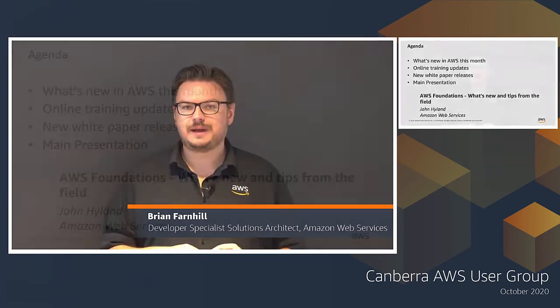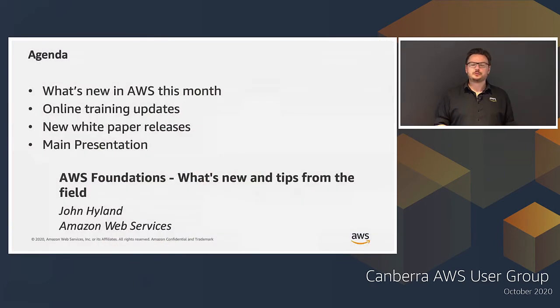So my name is Brian Farnhill, and tonight I'm going to be taking you through our usual introduction of what's going on in the world of AWS, talking about new features that have been released this month, some white paper updates, letting you know where you can go to get training, and then I'll be handing over to JJ, who's currently sitting in the producer seat, to do our main presentation tonight on AWS Foundations, and talking to some of the updates based on things that have been released and some tips from the field.